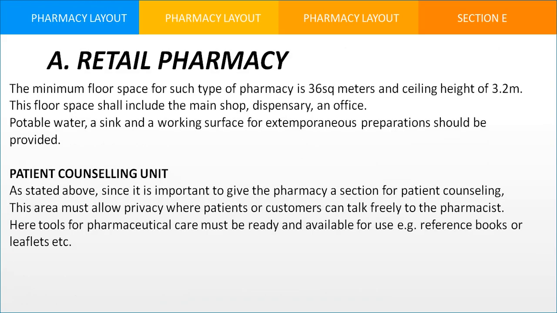Now, the floor space for a retail should be 36 square meters. When you say 36 square meters, normally you multiply the length times the breadth. So basically, if the length is 6 meters and the breadth is 6 meters, we have gotten 36 square meters. And it should have a ceiling height of 3.2 meters. That's the distance from the floor to the ceiling, and this is supposed to ensure that the shop is well ventilated. And the shop floor space should include the main shop, dispensary, and an office. So they are all part of the 36 square meters.